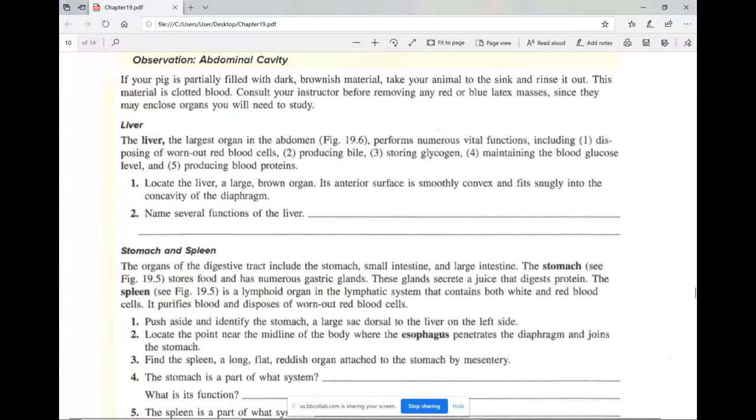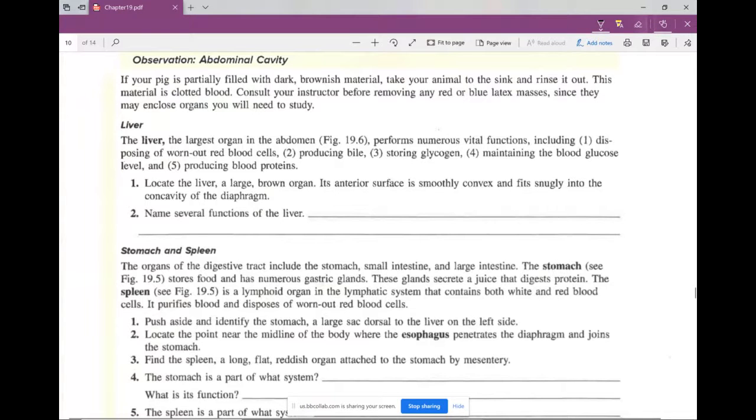Now going into the abdominal cavity. The liver, the largest organ in the abdomen, performs numerous vital functions, including disposing of worn-out red blood cells, producing bile, storing glycogen, maintaining the blood glucose level, producing blood proteins. Okay, locate the liver. Also, it filters your blood from impurities, like alcohol, for example. Locate the liver, a large brown organ. Its anterior surface is smoothly convex and fits snugly into the concavity of the diaphragm.